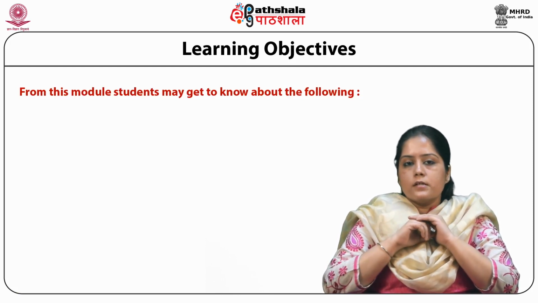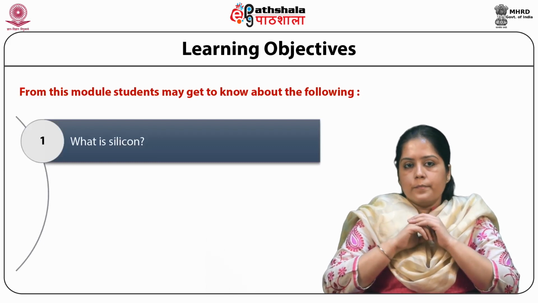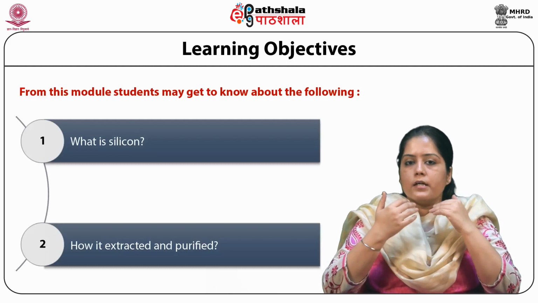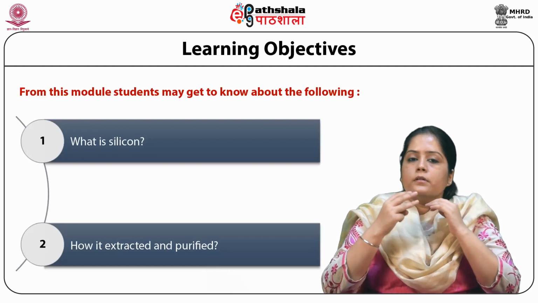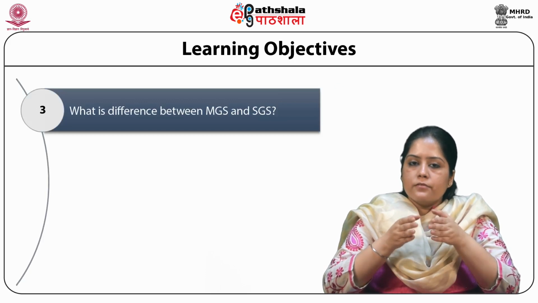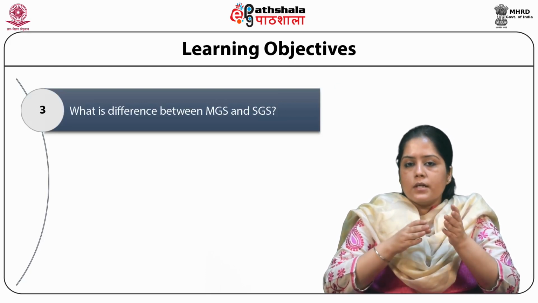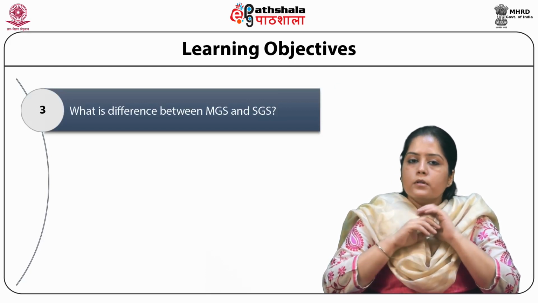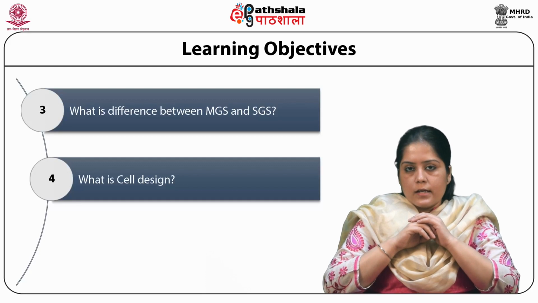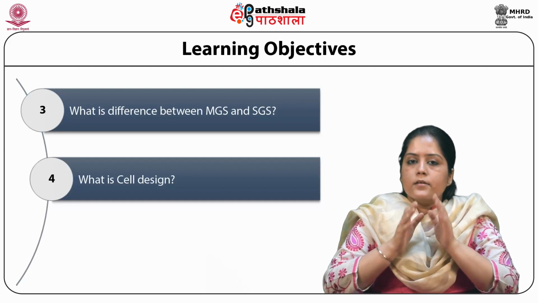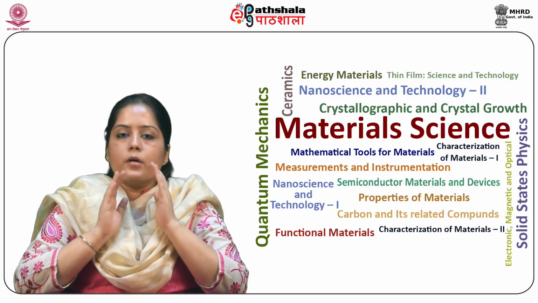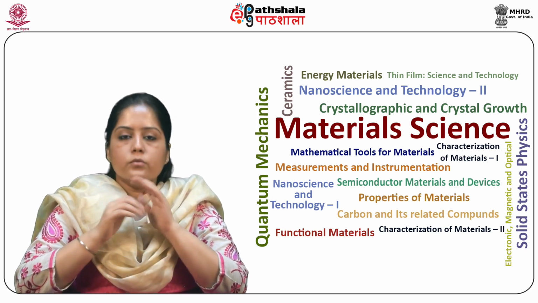First, we will discuss what is silicon. Second, how it is extracted and purified. Third, what is the difference between MGS and SGS. Fourth, what is cell design? Lastly, we will discuss what is a cell module. Let us start with a brief introduction about the module.